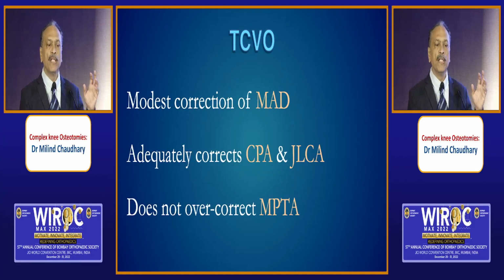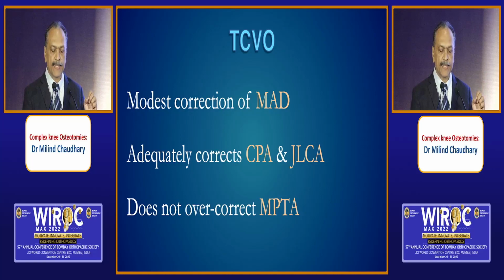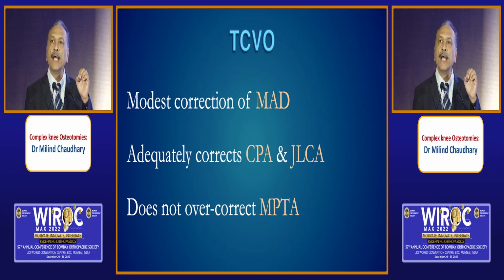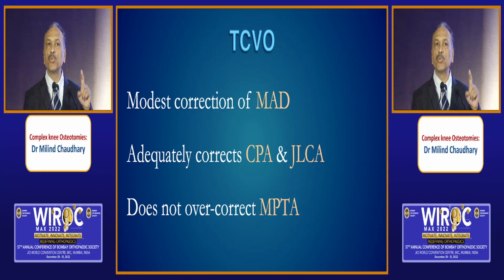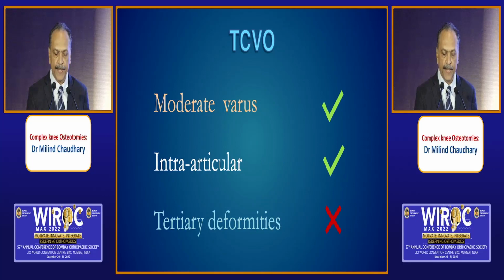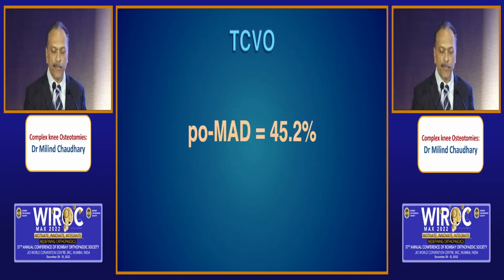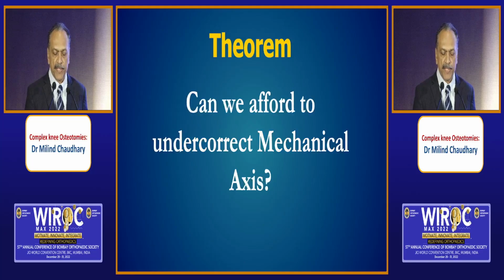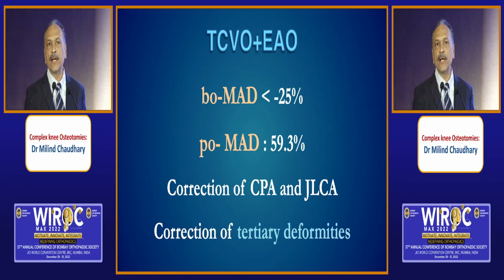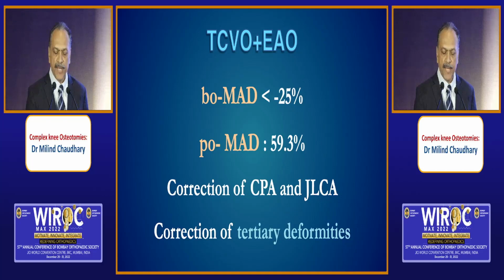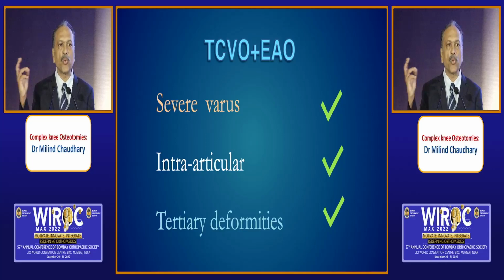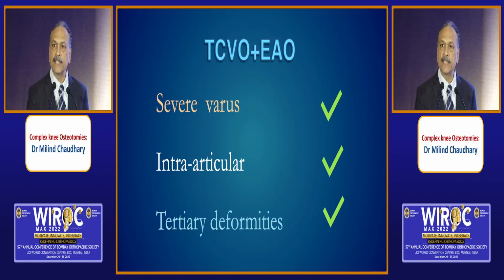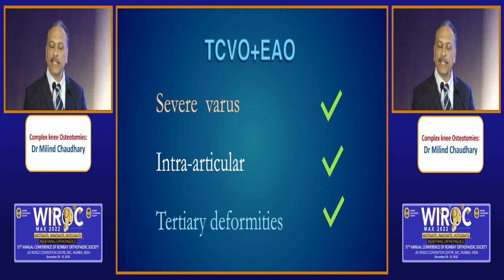So the TCVO alone modestly corrects the mechanical axis, adequately corrects the intra-articular elements like the CPA and JLCA, but doesn't overcorrect the MPTA. You don't want to go beyond 95 degrees MPTA. Okay, and it doesn't correct your tertiary deformities, and it doesn't correct beyond 50%. So when you add the extra-articular with a fixator like this, I could go up to almost 60% as a mean and correct this. And we could also correct rotation from the distal osteotomy. You can correct length, which I have done in several instances. We have shortened some TBA along with an intra-articular correction.